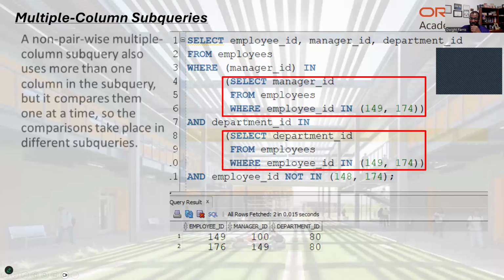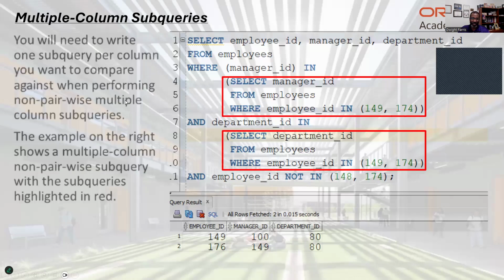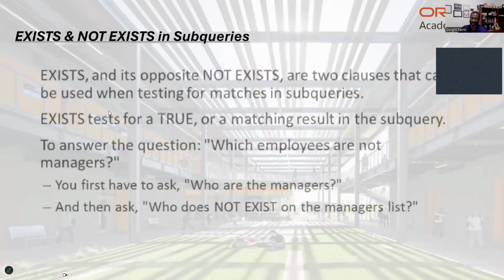The whole purpose of these queries was to introduce the terms pairwise and non-pairwise. And basically non-pairwise is one subquery per column, whereas pairwise is multiple columns in your subquery. That's the biggest difference. Does that make sense, sort of? Right, that's the takeaway. All right, EXISTS and NOT EXISTS.